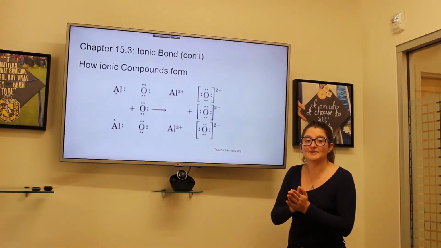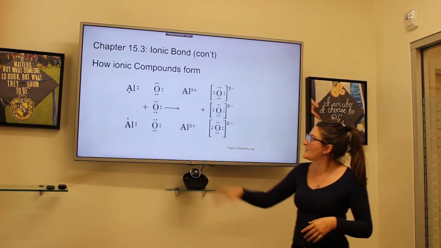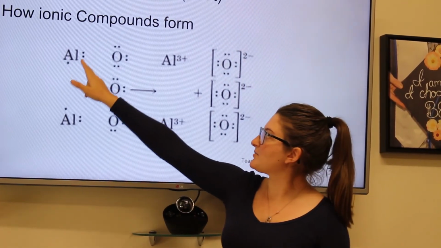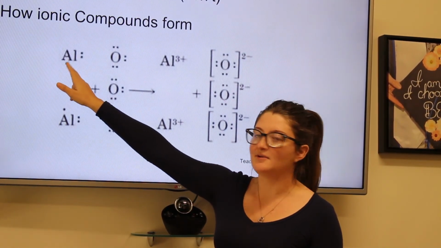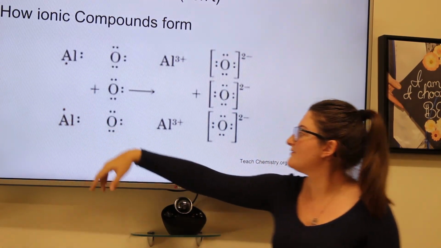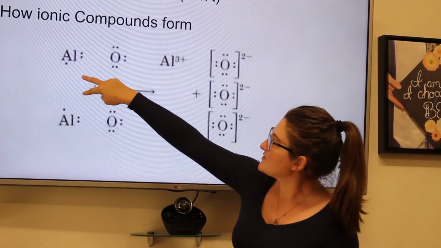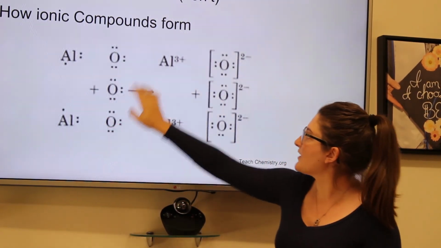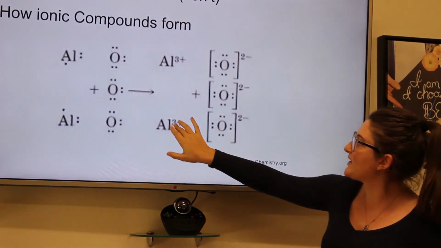So let's try it with a slightly more complex example. Here we have aluminum and oxygen. So we see aluminum has 3 extra available valence electrons to get rid of. So we have 2 of these, so their charge comes to positive 3 and positive 3, as we see here.